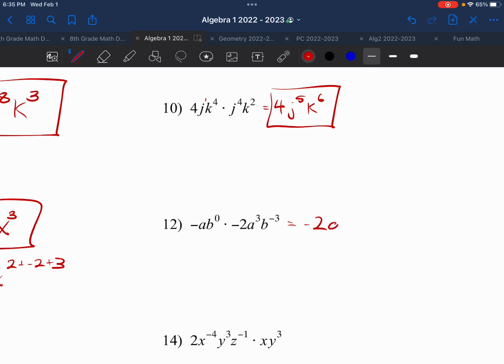Let's go ahead and do our a, and we're going to add all of our powers. I secretly have a power of 1 above that a, and I have a power of 3 above this a. We're going to add those two, and I get 1 plus 3 to get 4. All right, I'm noticing that I have a b to the power of 0.